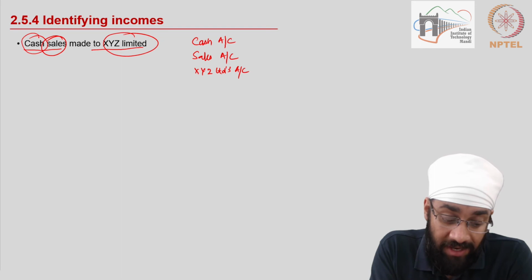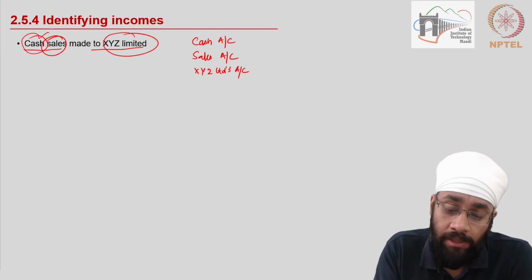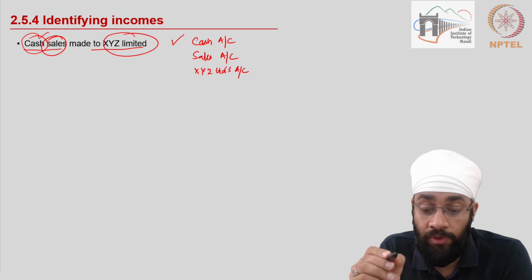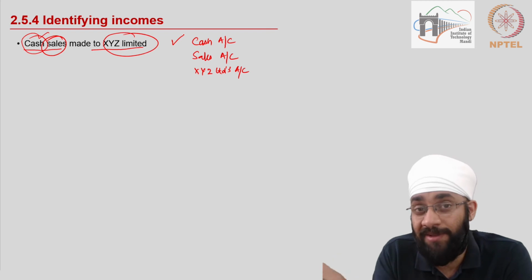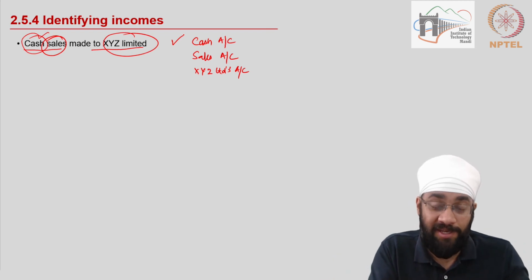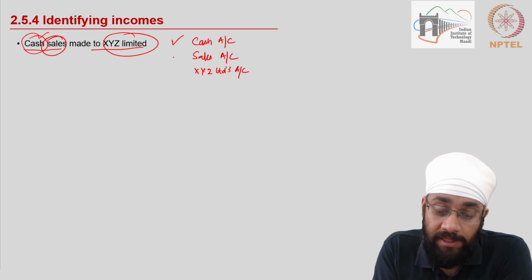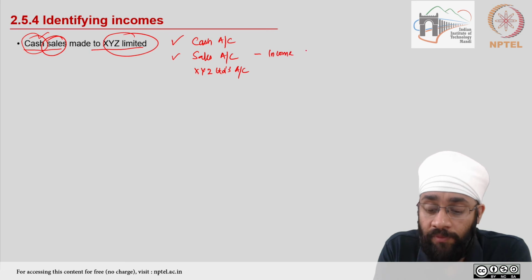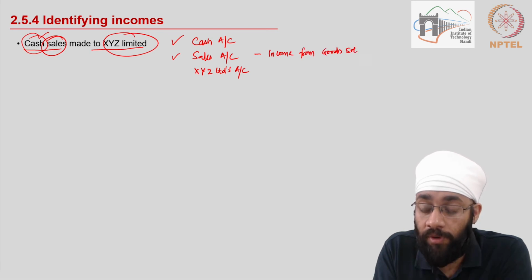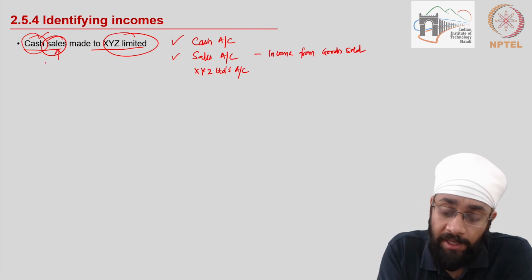So first of all, cash sales are being made. So cash is certainly coming in. So you do want to record in the cash account so that you know what is the cash balance according to the notebook that I have. The second account is sales account. Sales account refers to the income from goods sold.